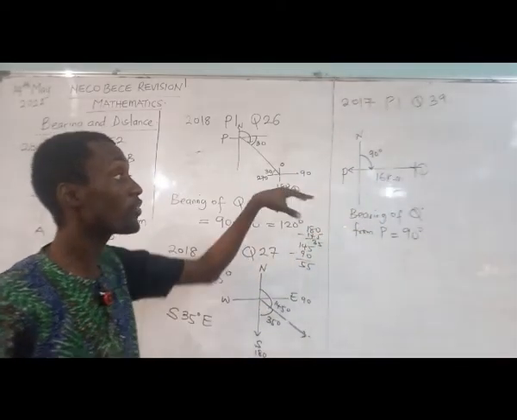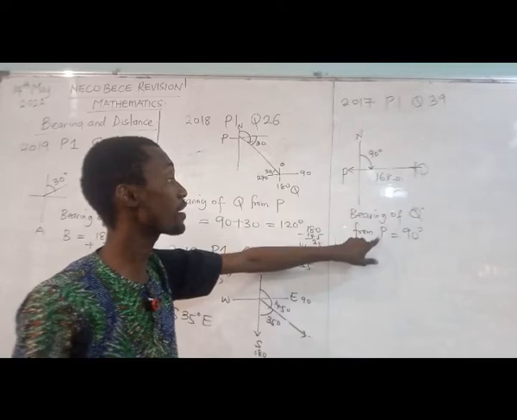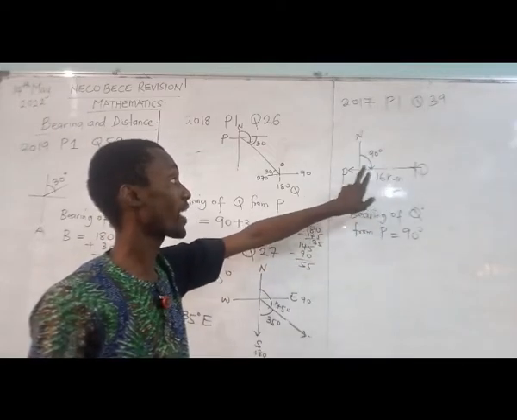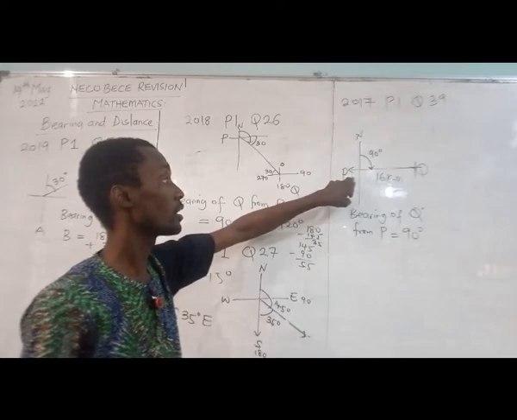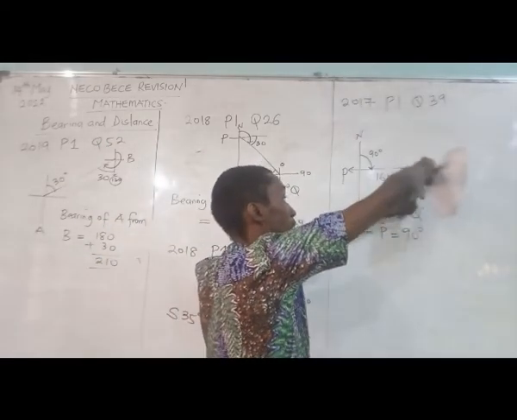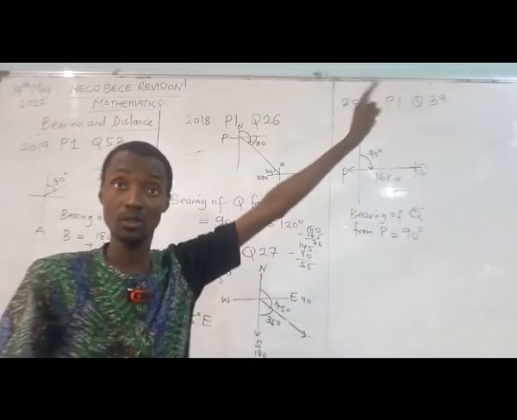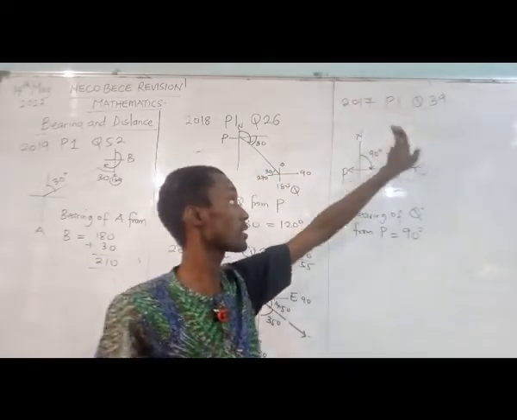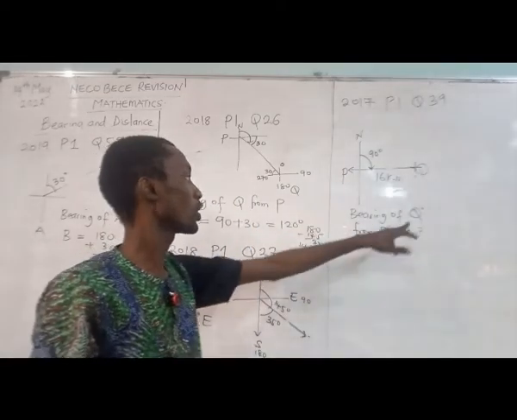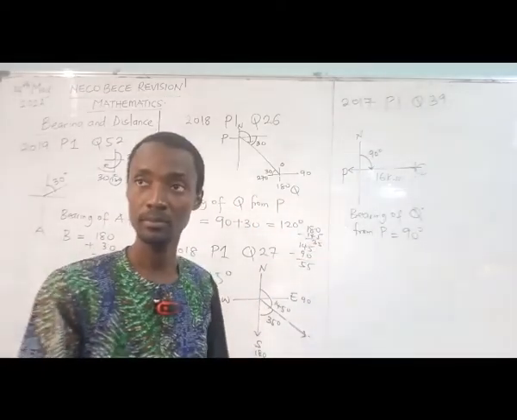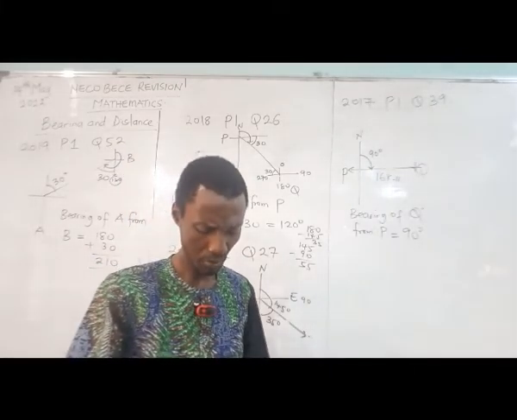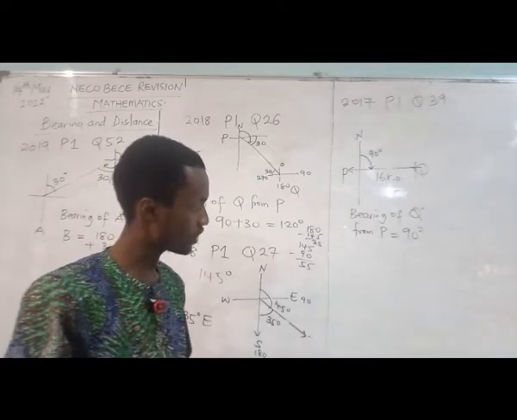Now, on the flip side, if you are looking for the bearing of P from Q, it will be what? 270 degrees. If you're looking for that, but that's not what we're told to look for. We're told to look for the bearing of Q from P. So that will be what? 90 degrees. So that takes care of that question. We have just one more question to go.